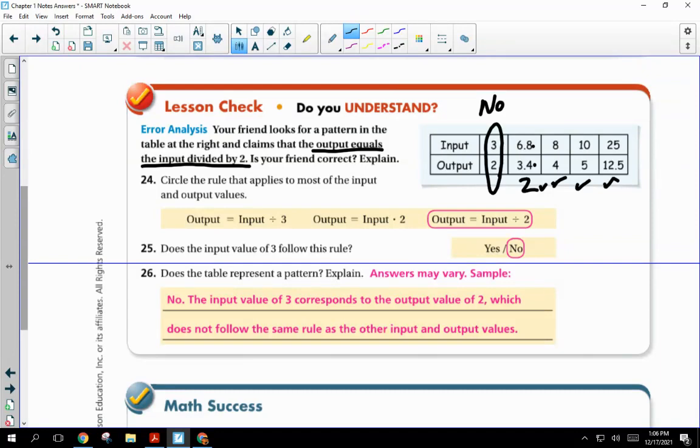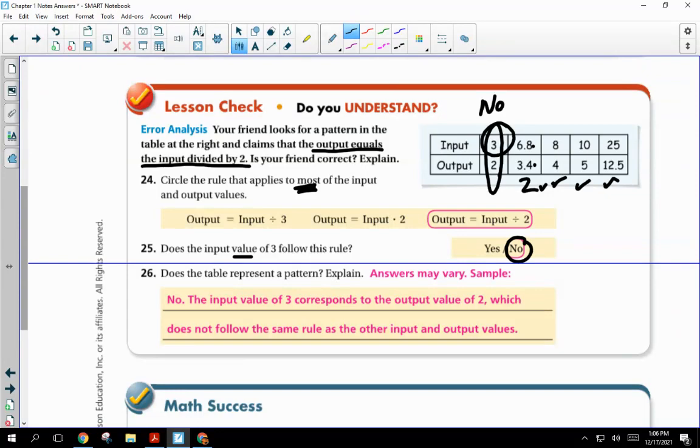Circle the rule that applies to most of the input and output values. Most of them is the key word here. We're going to say this: output equals input divided by 2. Does the input value of 3 follow this rule? Here's the input value of 3. We're going to say no. We've already said no up there.